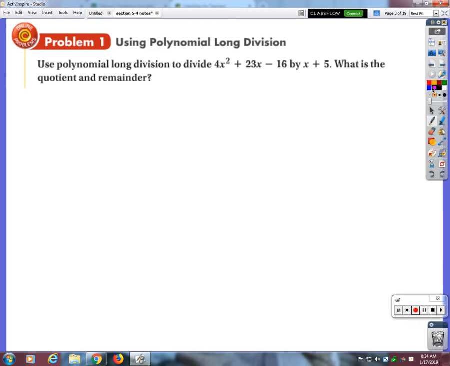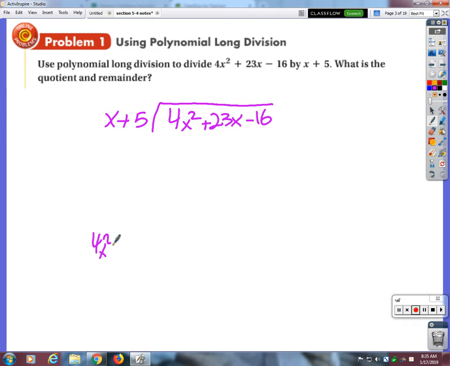All right, so let's try another one. Ready? We are going to use polynomial long division to divide 4x squared plus 23x minus 16 by x plus 5. Okay? All right, so what did you say, Eli? 4x. So Eli has this all figured out. As usual, he says I got to take the first term here divided by the first term there. So he's going 4x squared divided by x. The x's cancel, leaving 4x. So that goes right there.